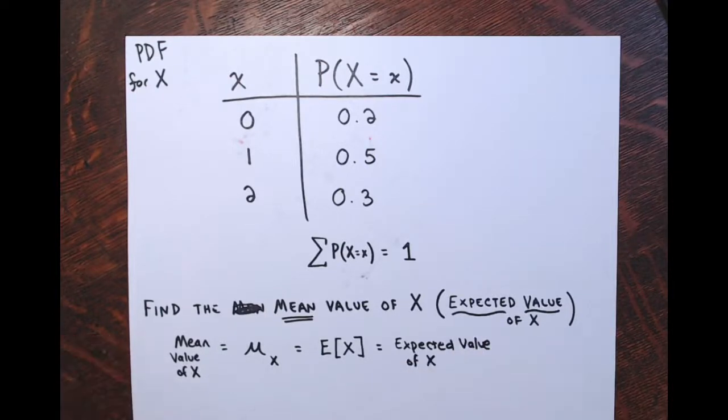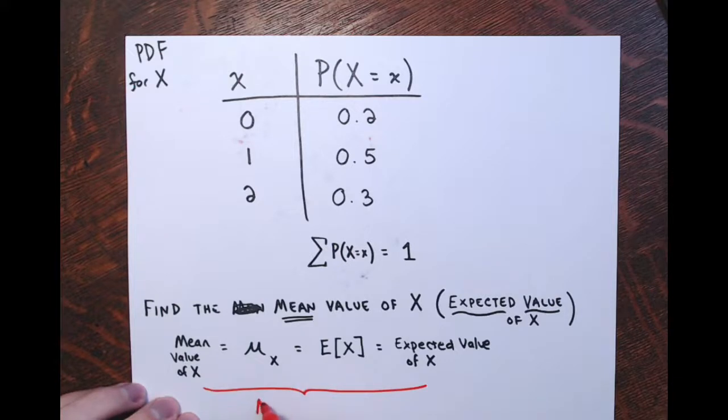And as I said earlier, this is a measure of center. You've seen that before. This is one of those measures of center of the data of our random variable values. This is a measure of center.